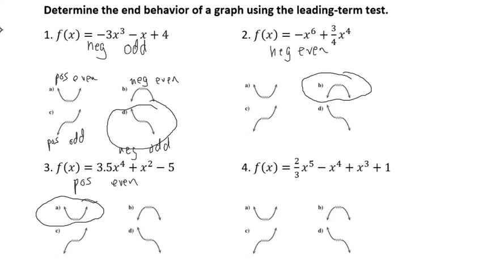This 2/3, x to the 5th, 2/3 here is positive. X to the 5th, that 5 is odd. So this is a positive odd function. So that one's going to look just like C right here. All right, so that's a quick and easy way to help you determine your end behavior using that test.